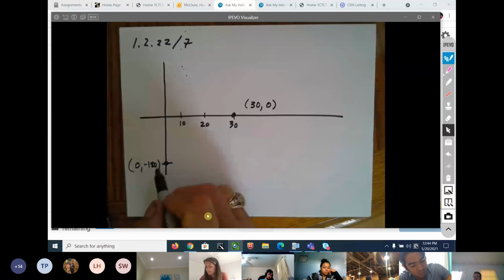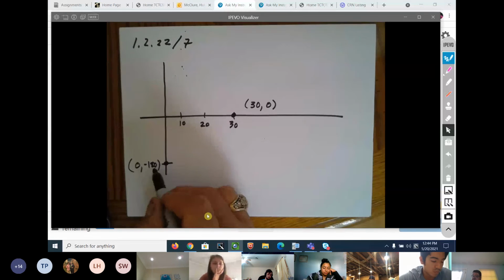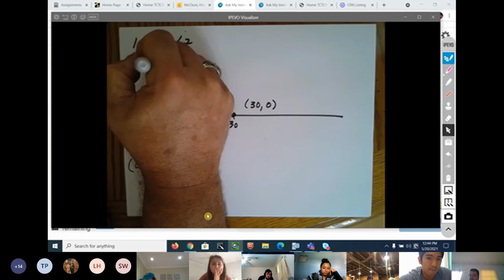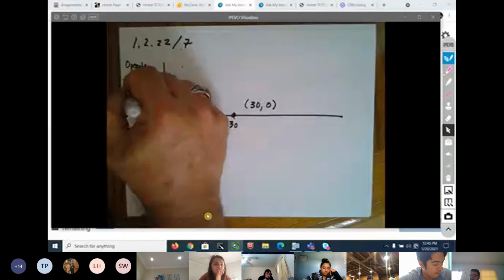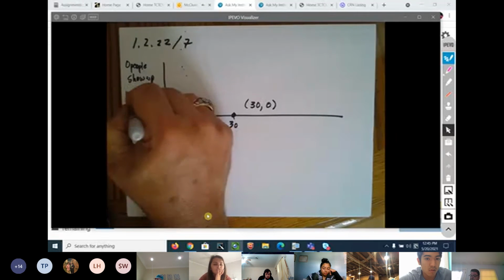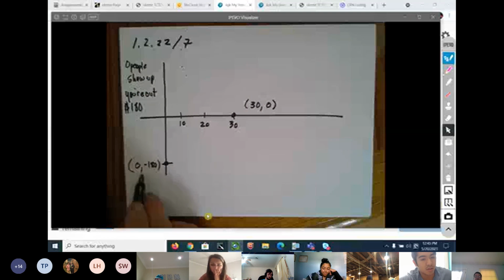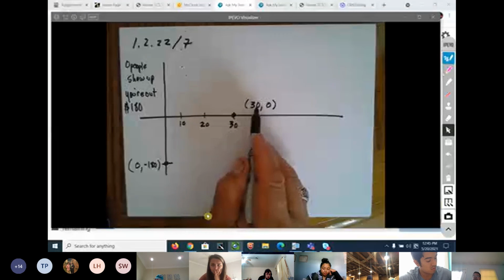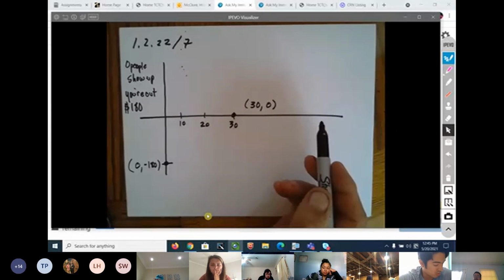Now, let's talk about this. What does the 0, negative 180 represent? That means if 0 people show up, you're out 180 what? Bucks. That's what that means. If you sell 30 tickets, you've paid for the room. Everybody with me?